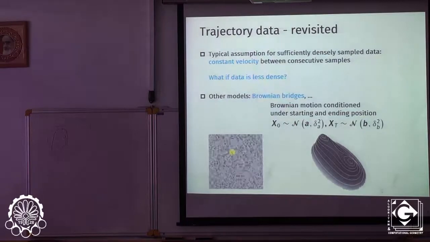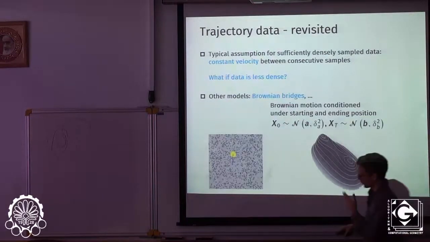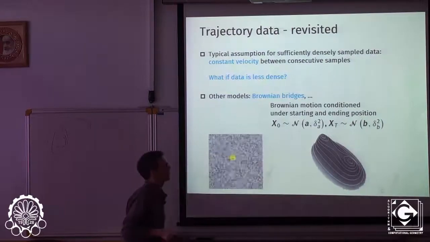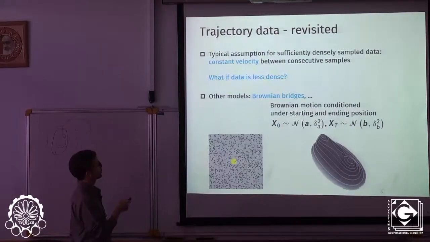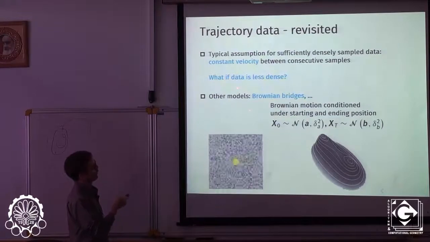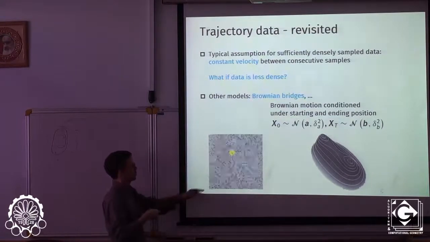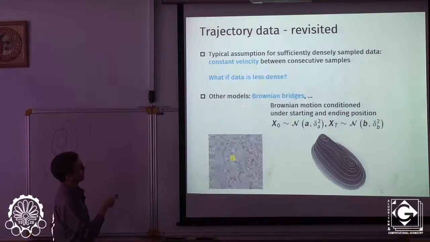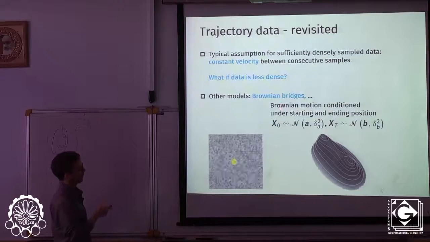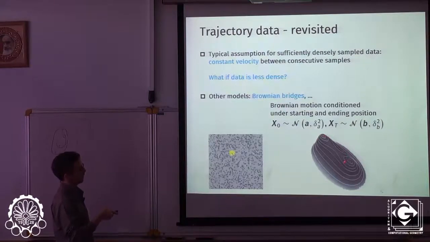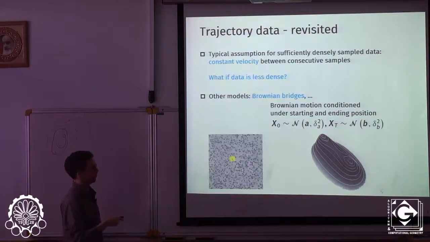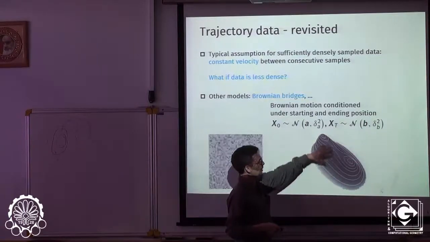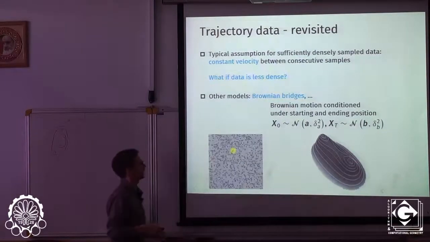So at least biologists like to fit statistical or stochastic models to the data. One that is actually used quite frequently is a model of Brownian motion or Brownian bridges. Here you see a Brownian motion. And a Brownian bridge is essentially a Brownian motion conditioned under the knowledge that one data point was here and one data point was here and so on. So a bridge essentially fills the gap in between two data points.